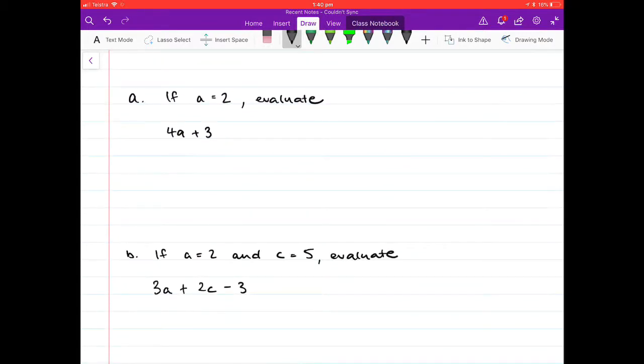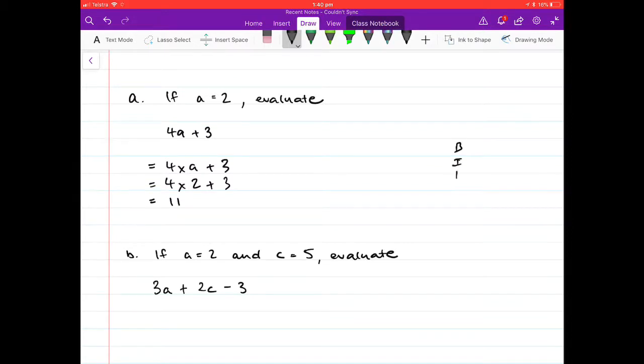So down to question A, it goes on to say here that if A equals 2, we want to evaluate what 4A plus 3 is going to equal. Now, 4A is the same as writing 4 times A and then adding 3 onto the end. Now, 4 times A, we can rewrite that as 4 times 2 because we know that A equals 2. And then we're going to add 3 onto the end. 4 times 2 is 8, 8 and 3 is 11, okay?